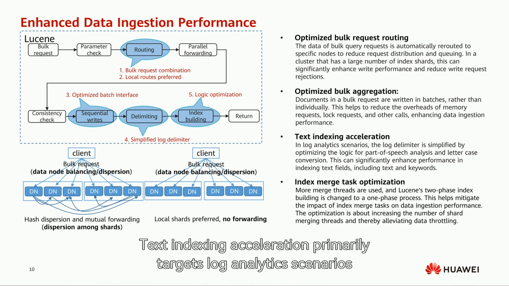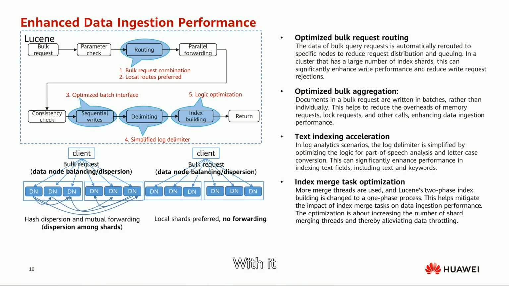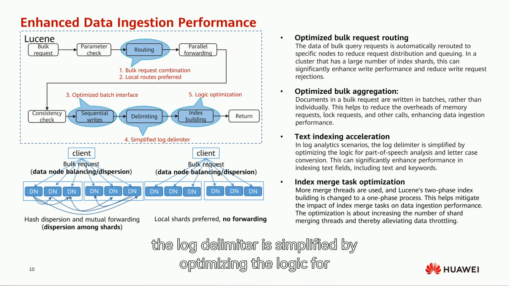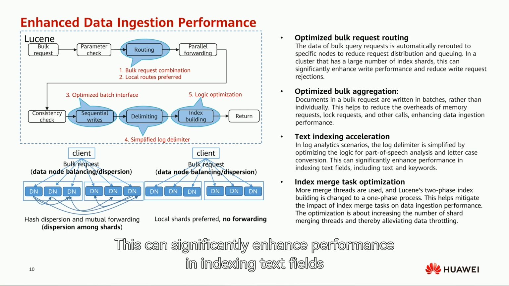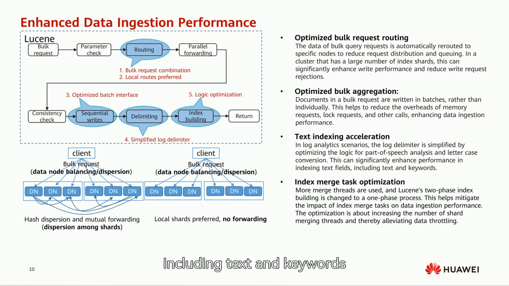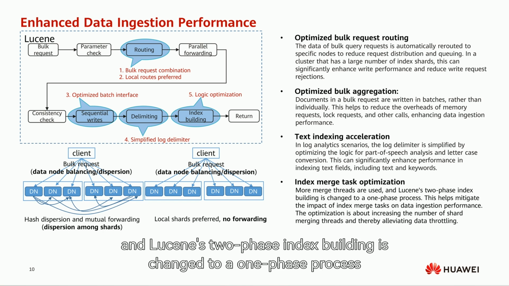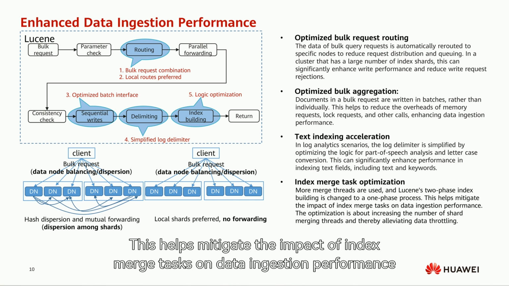Text indexing acceleration primarily targets log analytics scenarios. With it, the log delimiter is simplified by optimizing the logic for part-of-speech analysis and letter case conversion. This can significantly enhance performance in indexing text fields, including text and keywords. With index merge task optimization, more merge threads are used, and the two-phase index building is changed to a one-phase process. This helps mitigate the impact of index merge tasks on data ingestion performance.